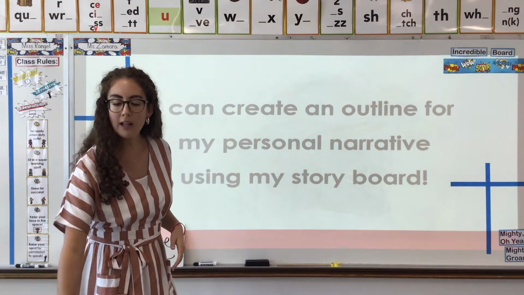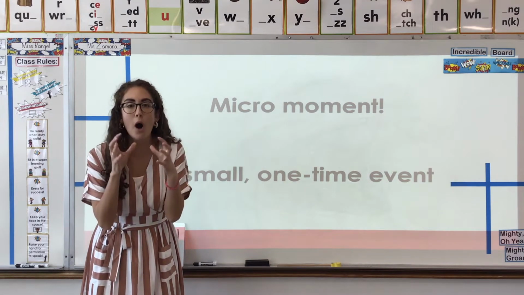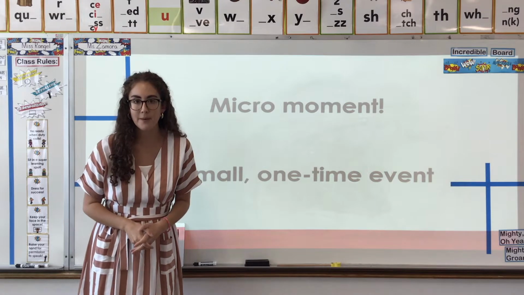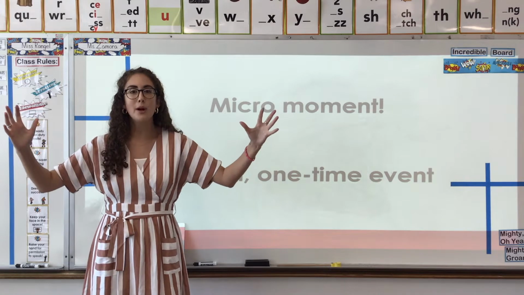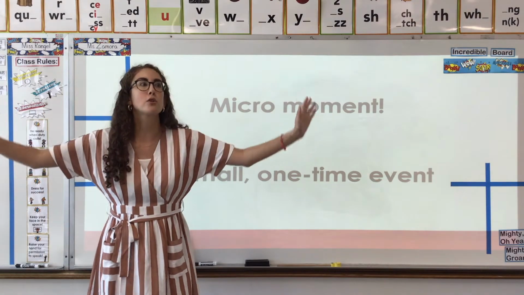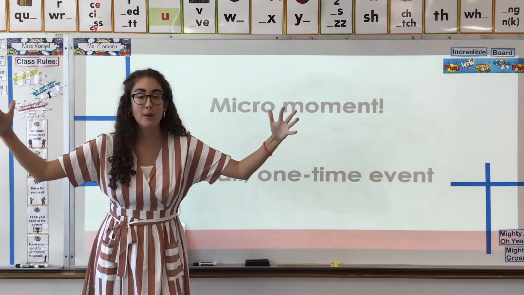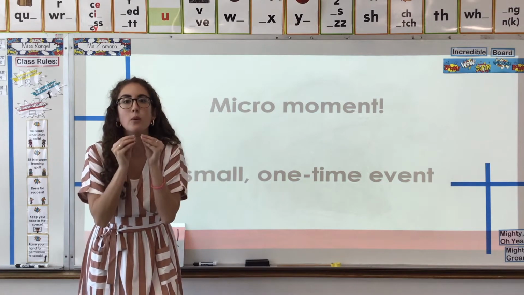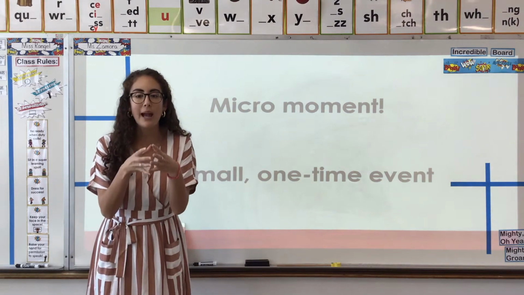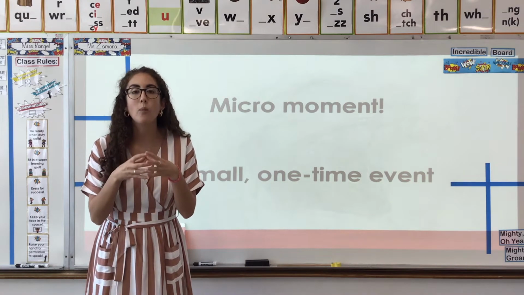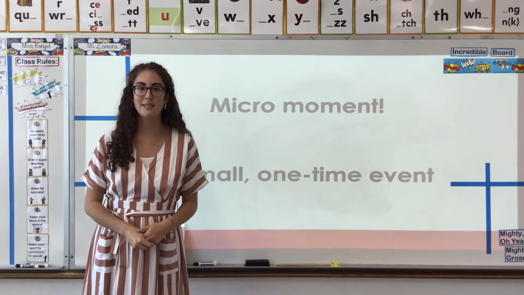And as we know, all of us are writing about that all-important micro moment, that small one-time event that's happened. Some of us on our storyboard, we're still a little too big. Remember, it's going to be smaller than my trip to Knott's. You got to narrow it down to one ride. Or my big trip to the mall. You have to narrow it down to one store you went to. Remember, we're doing a micro moment so we can write a lot of detail just about one thing. So we can really show our reader this story that happened to us.